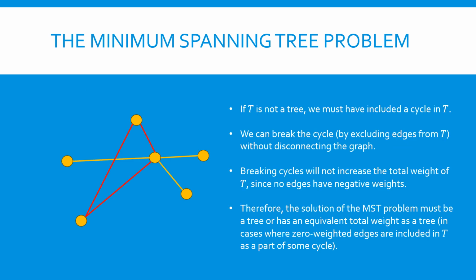To prove this, consider that if T is minimum but not a tree, it must contain a cycle. By definition, breaking the cycle by removing some edges will not disconnect the graph. Since there's no negative edge, removing edges will not increase the weight of T. Therefore, we can keep breaking cycles contained in T until it becomes a tree. Since T is minimum, removing edges cannot decrease its weight either. In this case, we have proven that T is either a tree or has the same weight as the minimum tree.